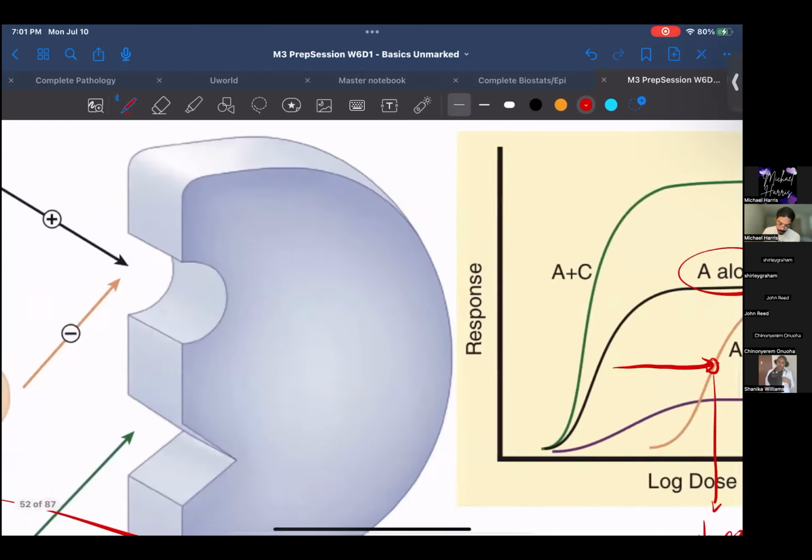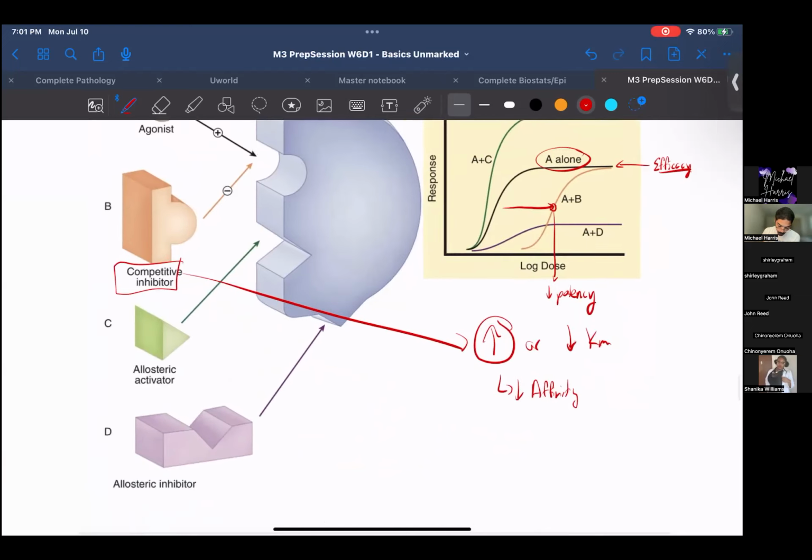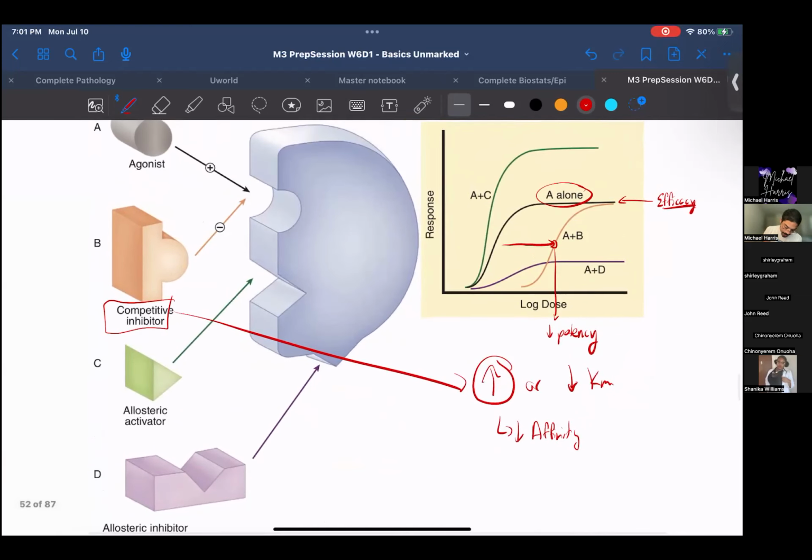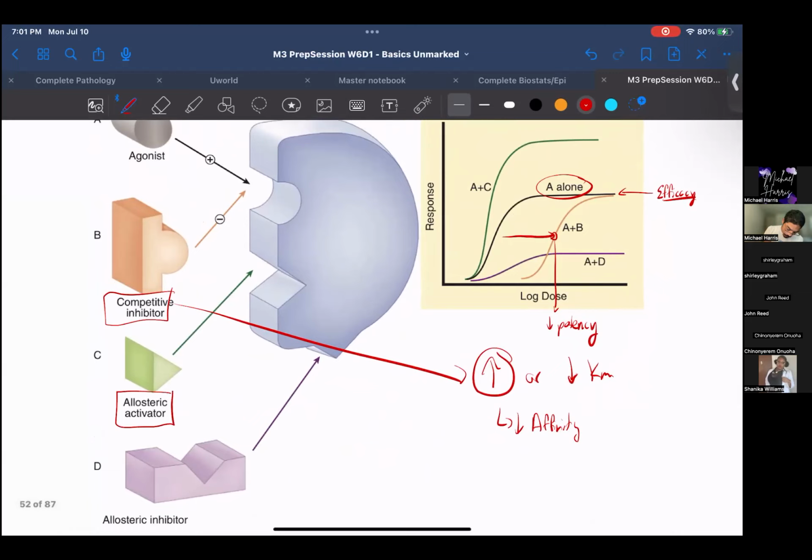Now, the second one I'm going to talk about is what is known as an allosteric activator. This is no different than a non-competitive inhibitor, my bad. A non-competitive activator or inhibitor. But in this sense, it's a non-competitive activator.